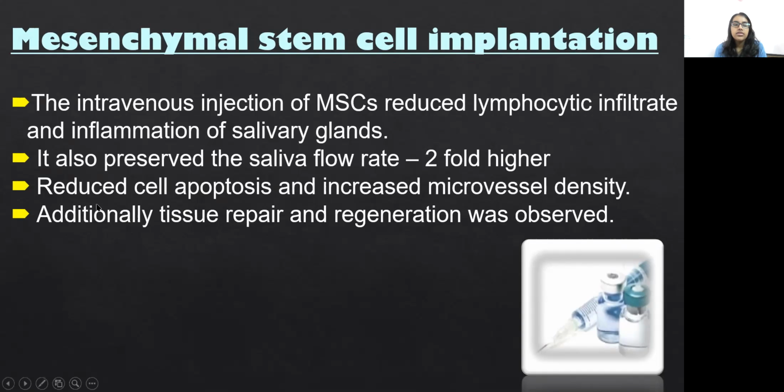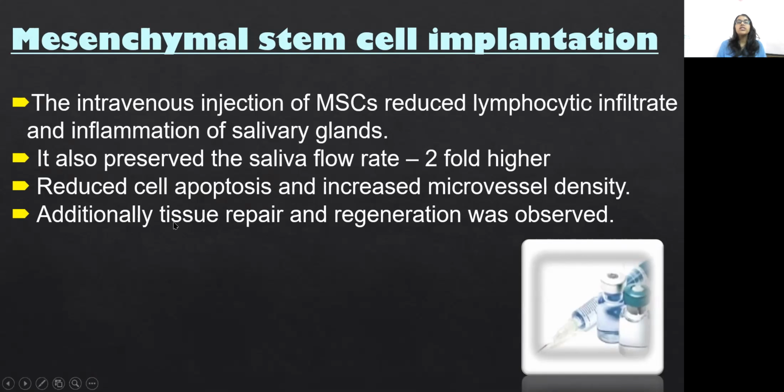It also preserves the saliva flow rate, twofold higher. There is also reduced apoptosis. Earlier we saw the limitations were that these cells could create teratomas, or also they could have apoptosis. Similarly, in this type of stem cell therapy, we have reduced cell apoptosis, which actually gives us a better rate of salivary gland cell production.